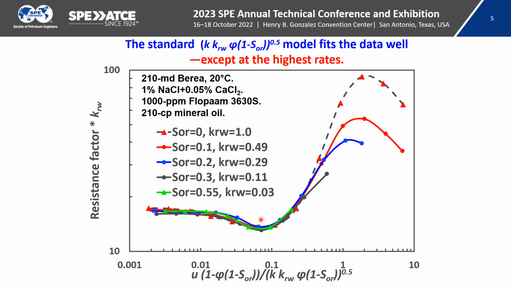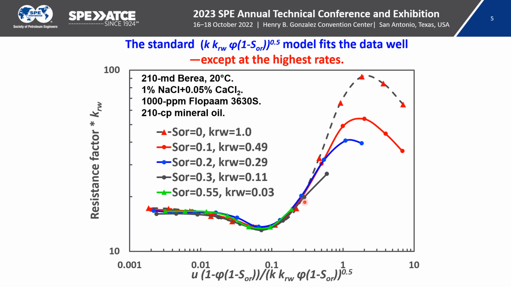Now, if the standard square root of permeability porosity model was valid, then all of the resistance factor data points ought to fall on the same curve, which is specifically this black dash curve with the solid red triangles. And in looking over this plot, you can see both good news and bad news. The good news is that the standard square root of permeability porosity model that we've been assuming in our chemical flooding simulators over the past 50 years works pretty well so long as the velocity in porous media is less than about 3 times the minimum in these rheological curves, or some would say 3 times the onset of shear thickening behavior in porous rock. Okay, so that's the good news.